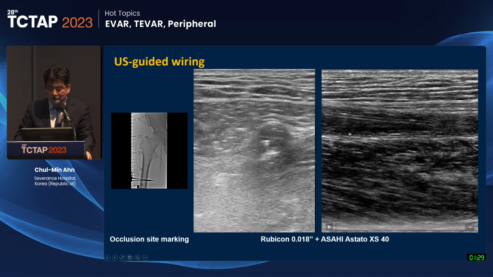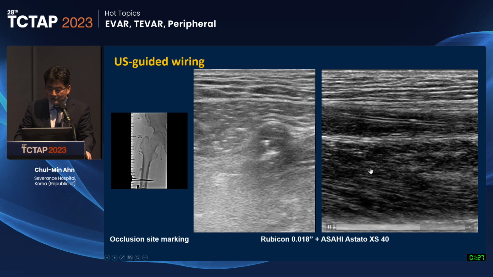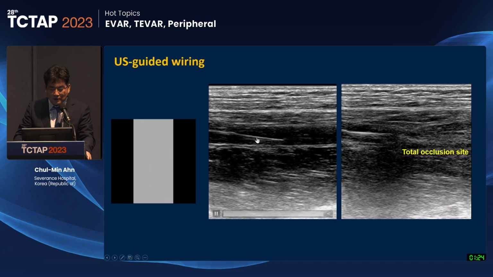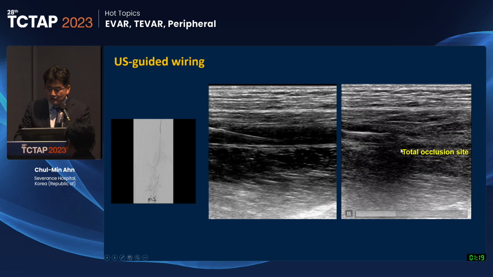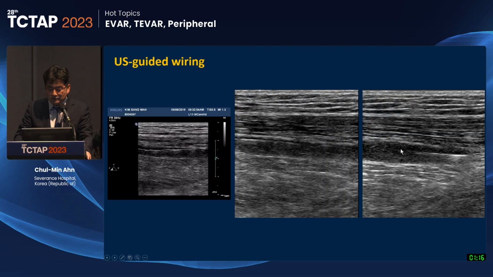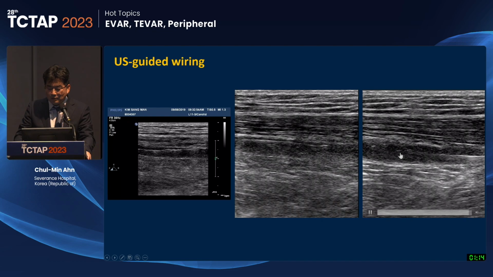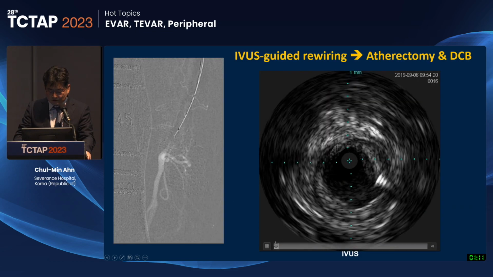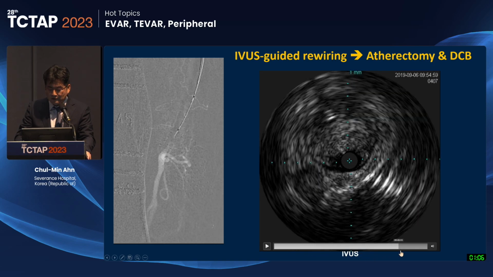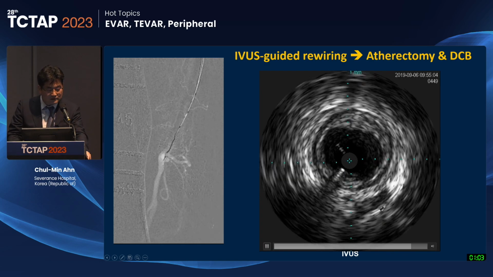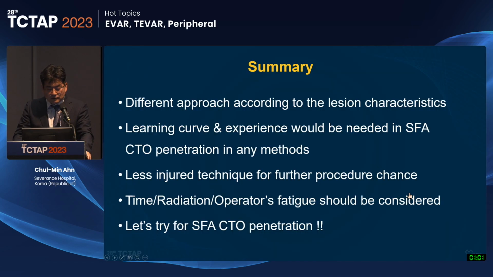It's a relatively short, not a long CTO, but the microcatheter was well visualized in the SFA region, and then the wire was traced with the IVUS finding, and then the total occlusive region site was penetrated by the IVUS-guided wiring. IVUS shows finally a good patent true lumen wiring, and then atherectomy and DCB were performed for this patient.